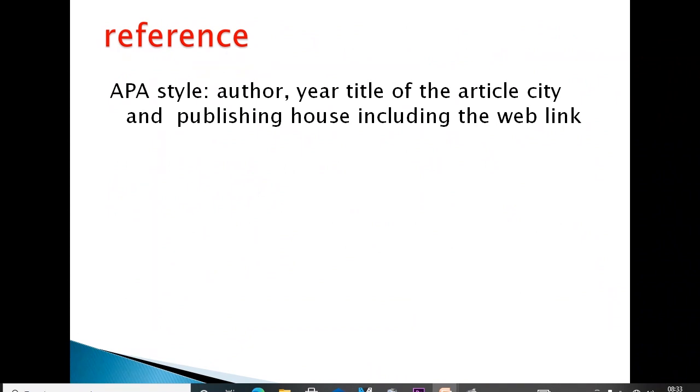And after this, the researcher presents the references, where he shows all the documents, books, reports, and even web links he consulted in order to elaborate the citation. Some higher education institutions require the researcher to use APA style in presenting references, where I present the author, the year, the title of the article, the city, and the publishing house, including the web link.